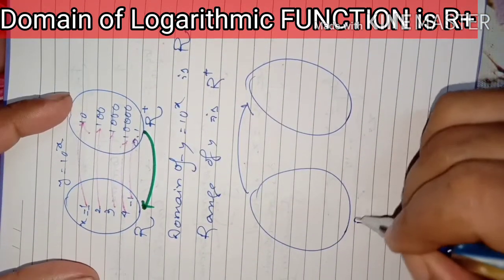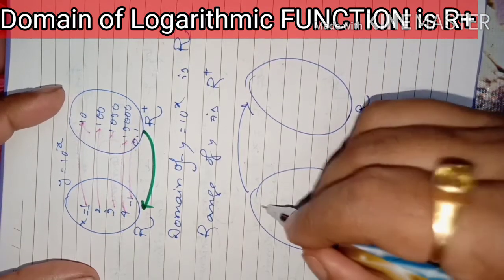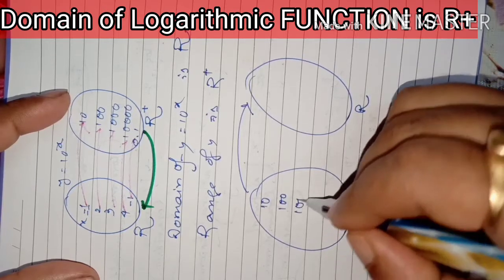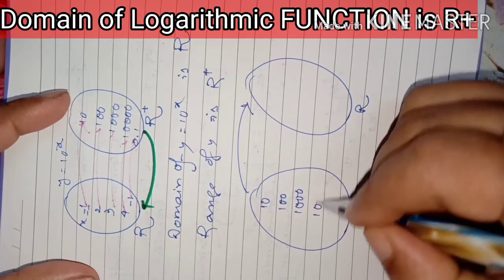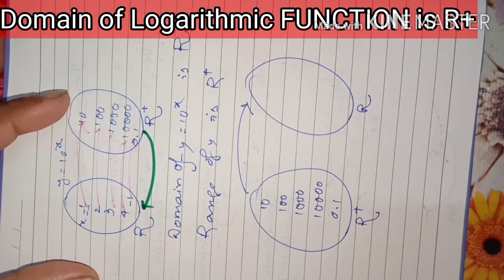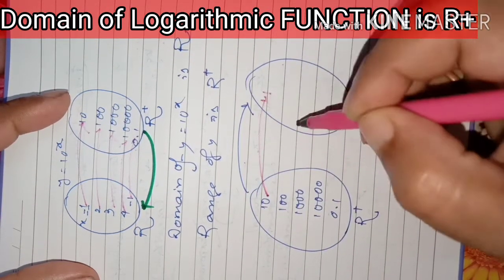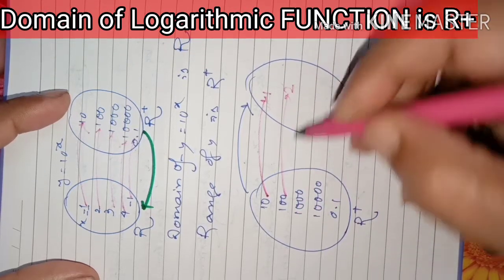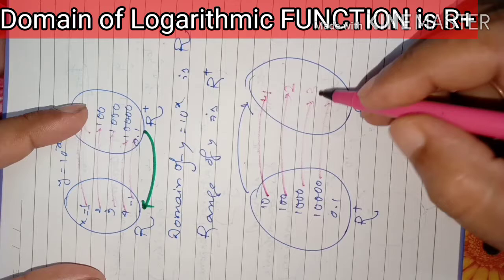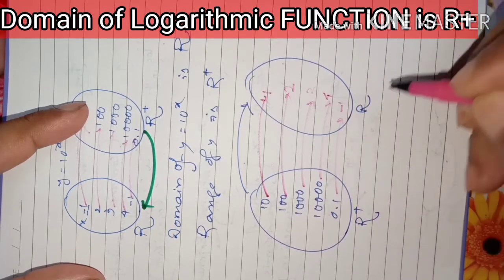Positive real number to the real number. Okay. So it is 10, 100, 1000, 10,000 or 0.1. For all this you will get the corresponding values. For 10 it is 1, for 100 you will get 2, for 1000 you will get 3, because 10 cubed. Then this will be 4, then for this it will be minus 1, and so on.